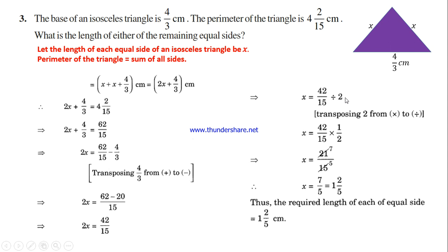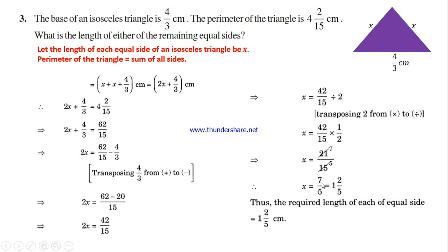How do you divide the fractions? We cannot divide directly. So you keep the dividend, the first value, as it is, and multiply by the reciprocal of the divisor. 2 by 1, what is the reciprocal? 1 by 2. Then you simplify: 2 ones are 2, 21 2s are 42. Then you get 21 by 15. Again both are divisible by 3. So when you simplify, you get 7 by 5.